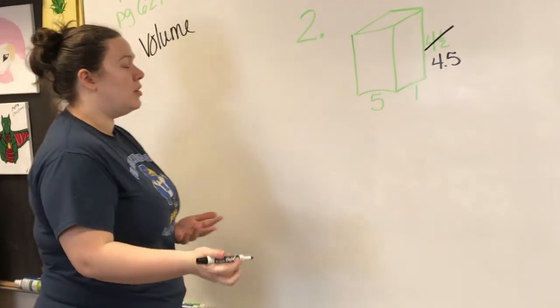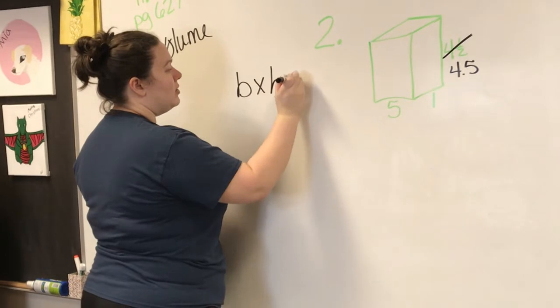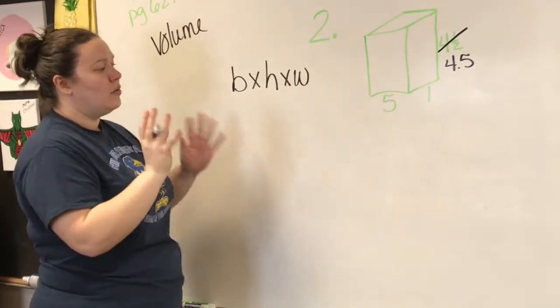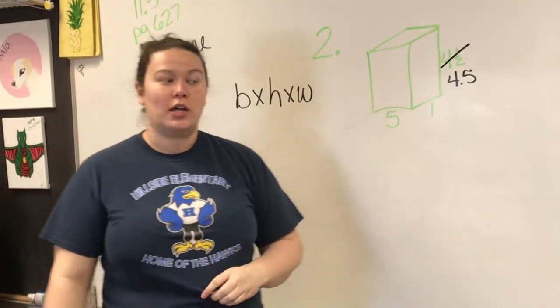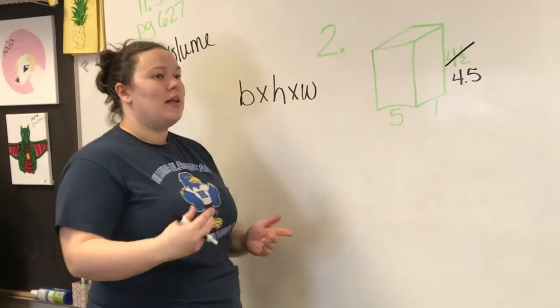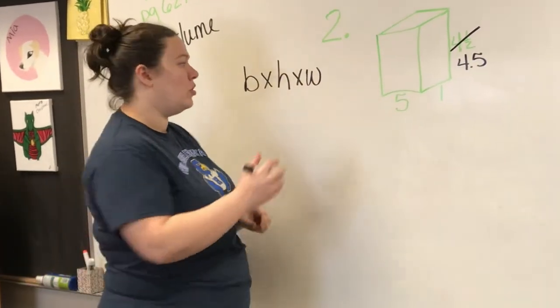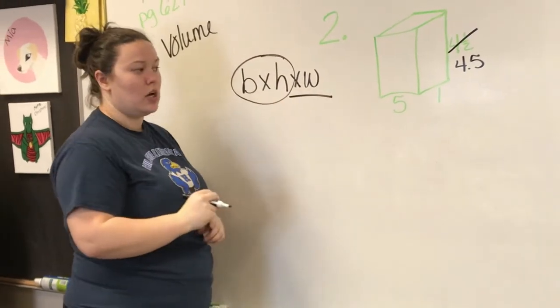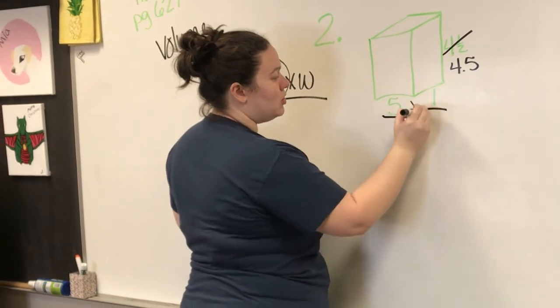So the formula to find volume is base times height times either width or length, whichever you want to call it. Anyway, you just have to multiply the three numbers that are given to you. And it's not like addition where you can line all of them up and then just multiply, multiply, multiply. You have to do one section and then do the second section. So I'll do those two numbers first.